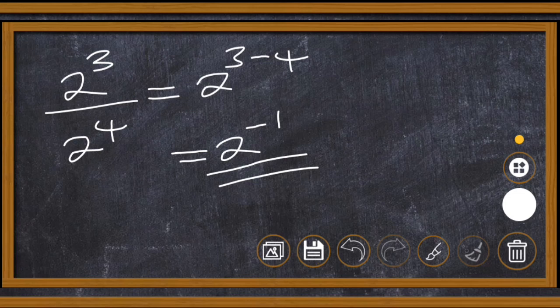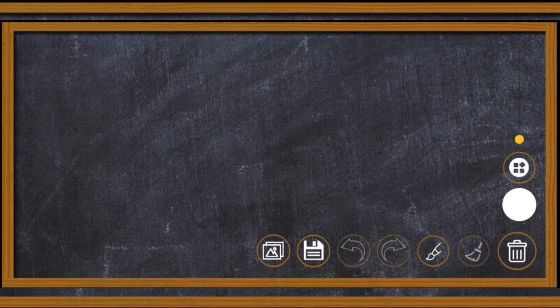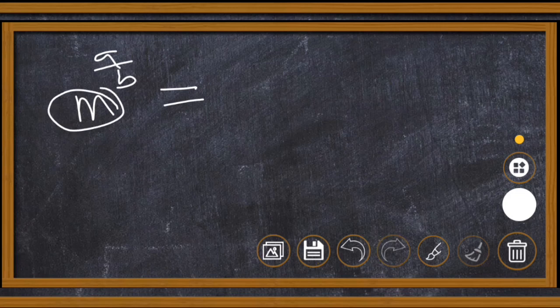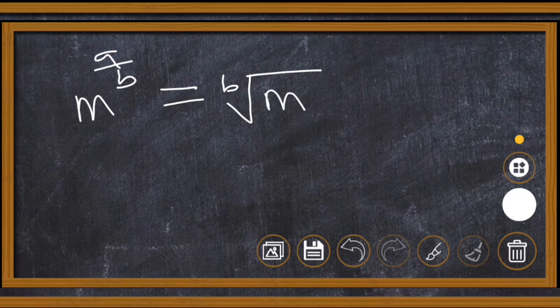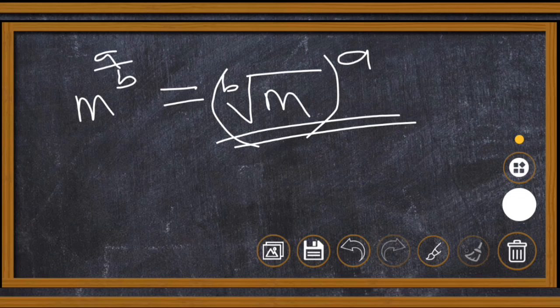Now, apart from this, let's look at another rule. Another rule is that whenever you have the power as a fraction, let's say you have m power a over b. In this case, it means that the denominator defines the root of the base. So if we have a over b as the power, you are going to find the b-th root of m, and then the numerator remains as the power. That is how it is when it comes to fractional powers.